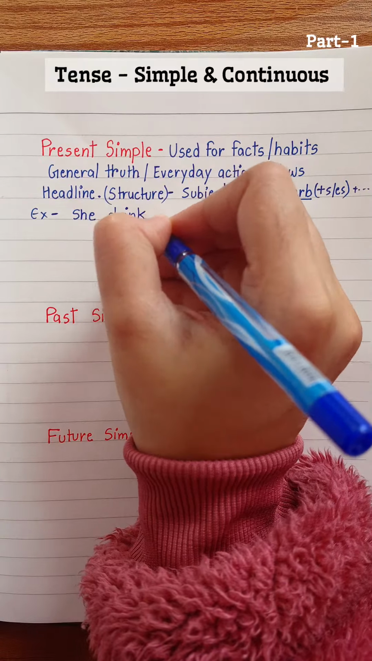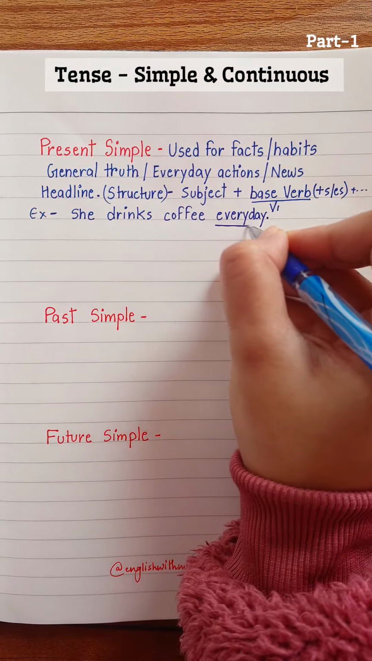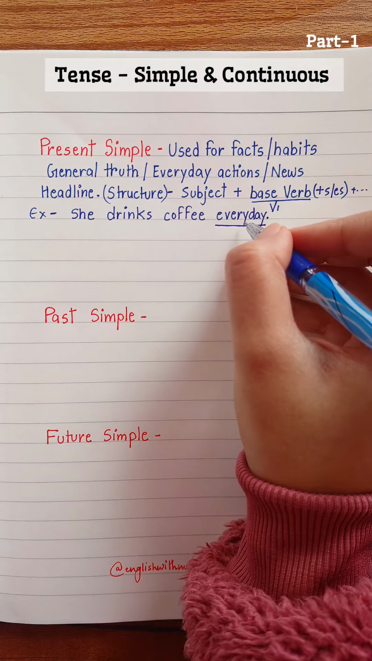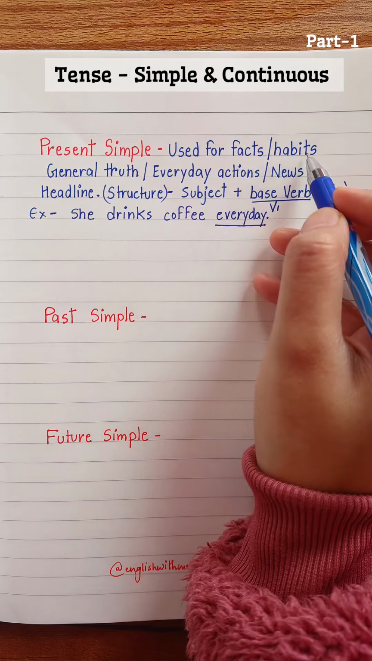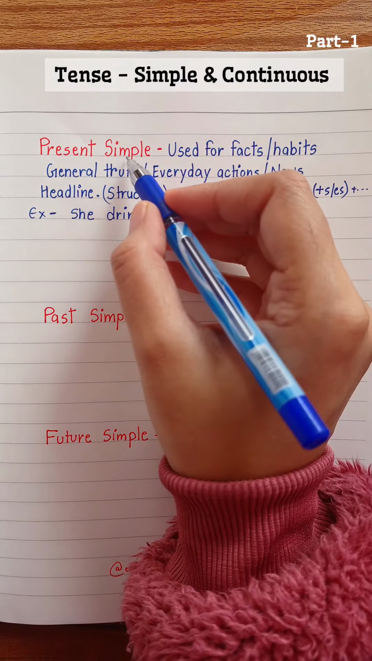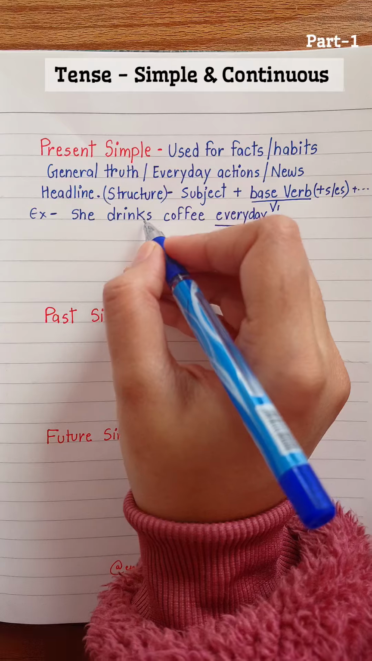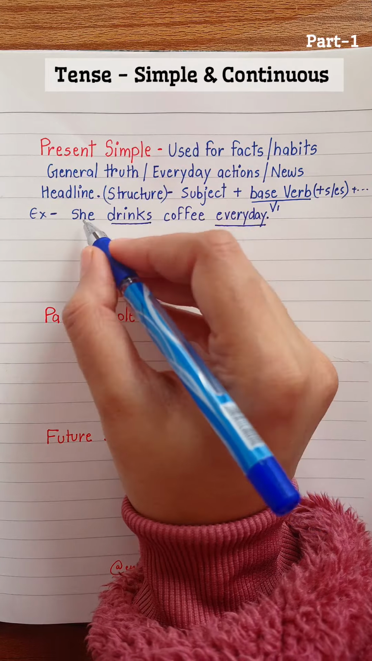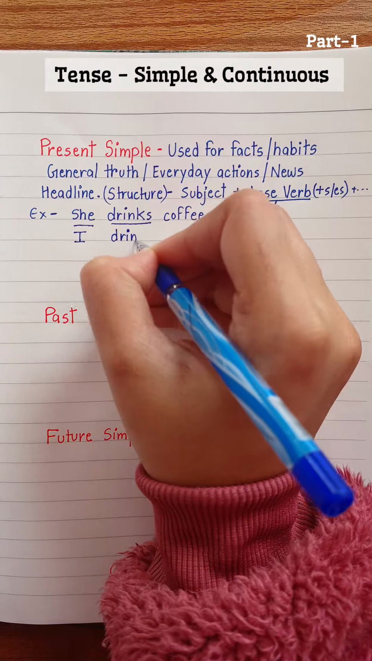She drinks coffee every day. Here, every day is the keyword. Everyday means everyday actions or it can be a habit. So we use present simple tense for everyday actions. And according to the structure, it's subject plus V1. Now let's see another example.